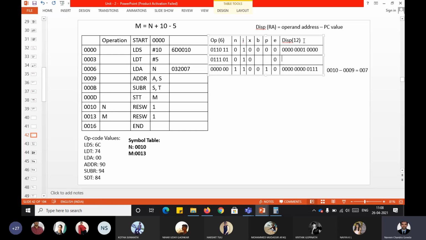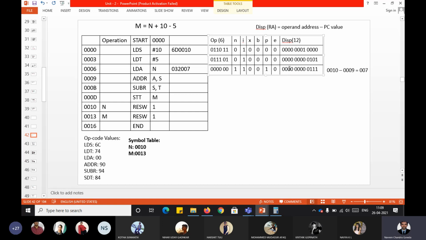Then what is the displacement? As the operand is a direct value, there won't be any operand address, so this 5 itself will act as the displacement. So here 5 is the value, right? You'll write it as 0000 0000 0101. And as usual, for finding this displacement we never made use of B or P, because it is a direct value. So both B and P are 0 0. Okay, you got this LDT hash 5, students?